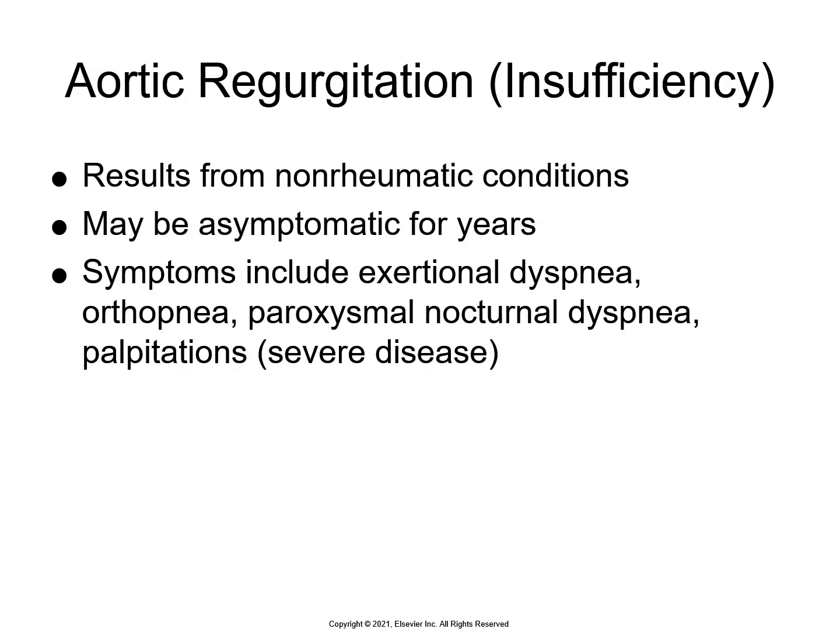Now, aortic regurgitation, which is insufficiency, can result from non-rheumatic conditions, and these people can be asymptomatic for many, many years. What happens is the blood flows from the aorta back into the left ventricle, and it can be caused by infective endocarditis, it can be congenital, and it can be caused by hypertension. Symptoms, if they are having symptoms, would be exertional dyspnea, orthopnea, paroxysmal nocturnal dyspnea, and palpitations.